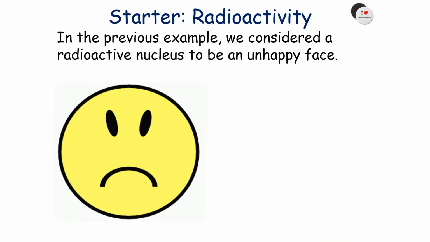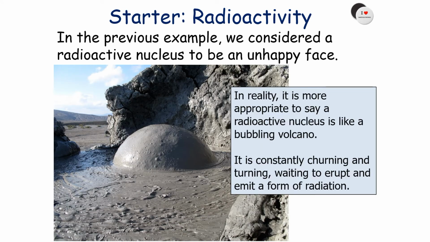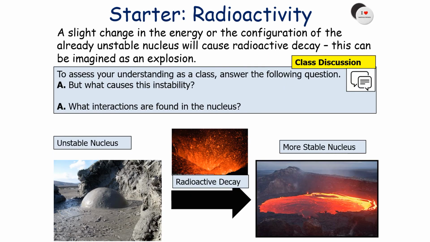Now in the previous example we just considered a radioactive or unstable nucleus to be an unhappy face. In reality it's more appropriate to say that it's like a bubbling volcano. It's constantly churning and turning, waiting to erupt and emit a form of radiation. But what causes instability and what interactions are found in the nucleus?